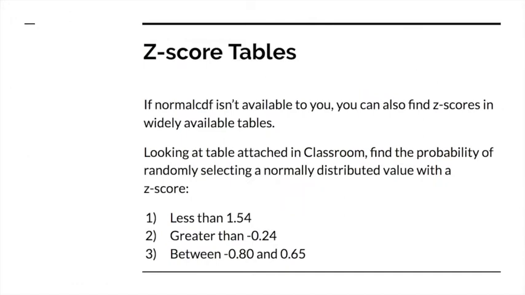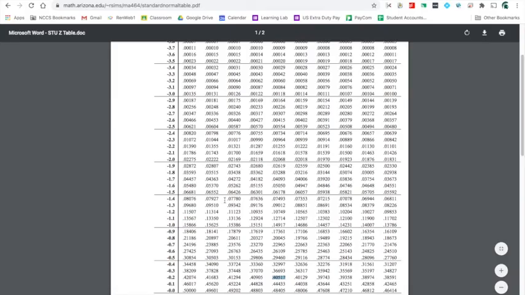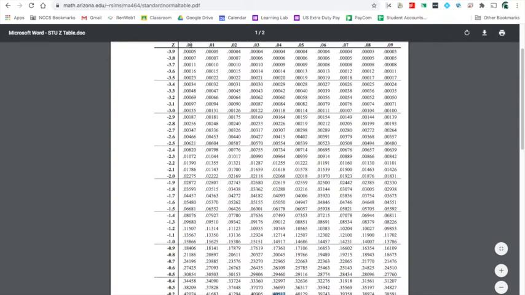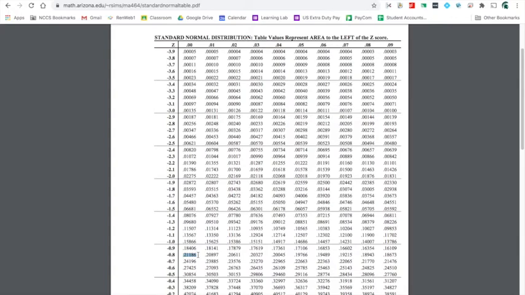For the third question, we want to know what's the probability of getting between negative 0.8 and positive 0.65. So what we're going to do here is find both scores in the table. First we find negative 0.8. Well, this is negative 0.80, right? The first column in this table is the 0.00 column. So we want negative 0.80. That's 0.21186. We just keep that handy.